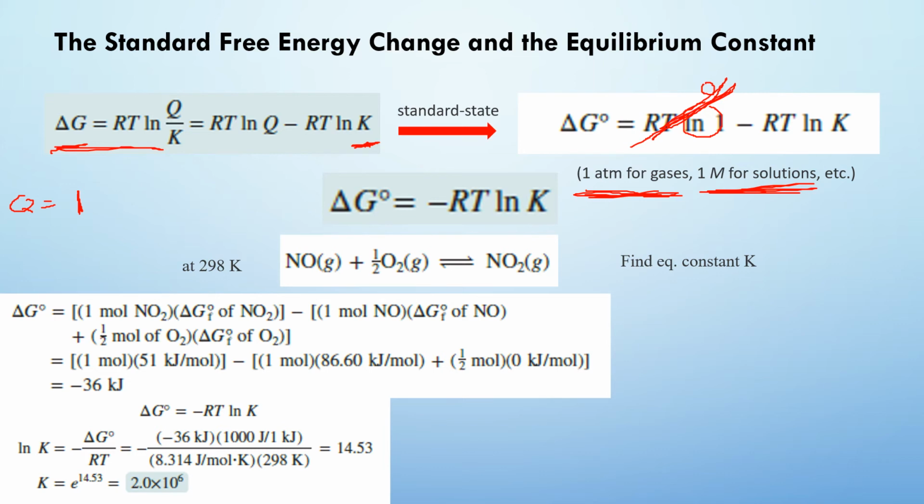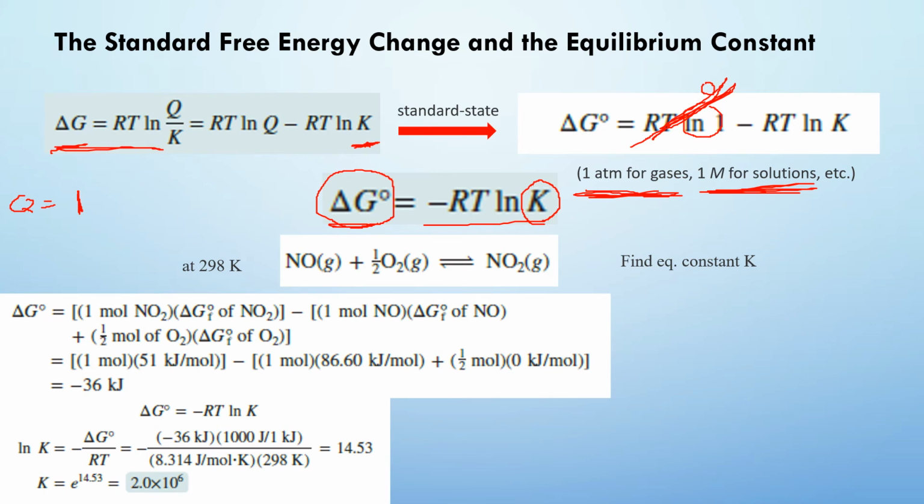So what you have left is the standard delta G equal to negative RT times natural log of the equilibrium constant. Now you can see that if the system is at standard state and we know the standard free energy, we can calculate the equilibrium constant at a given temperature, because R is given.